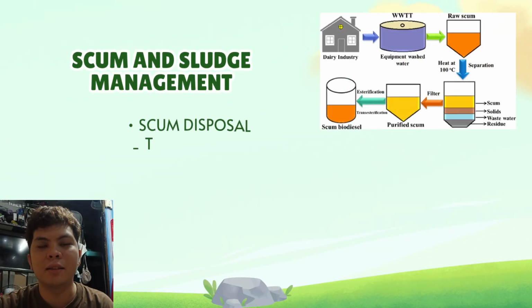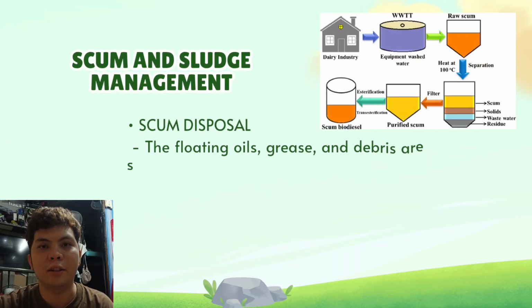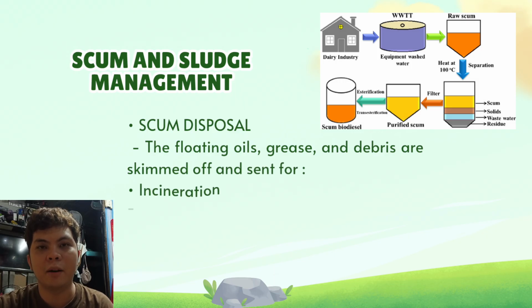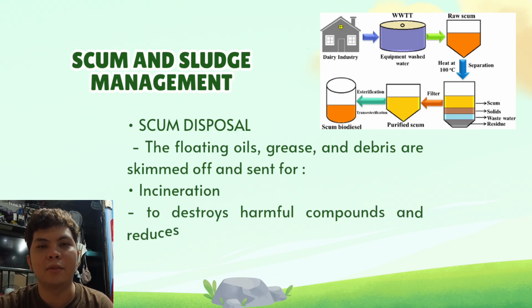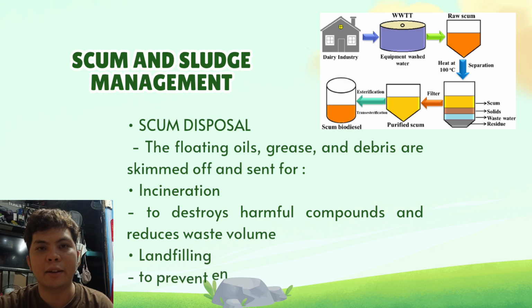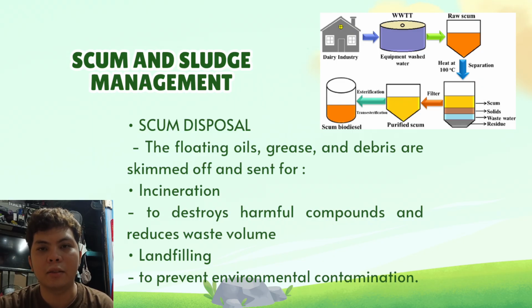In scum disposal, scum consists of floating oil, grease, fat, and debris that are skimmed off and sent to incineration and landfilling. Proper disposal is necessary to prevent environmental pollution. In incineration, scum is burned at high temperatures, turning it into ash, and this approach contributes to the destruction of hazardous organic substances and microorganisms. Incineration is widely employed when energy recovery is feasible since the process produces heat that may be reused.